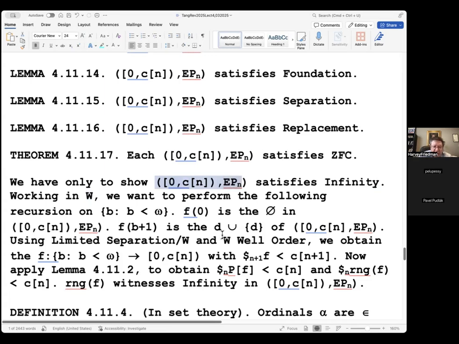And then we can argue by indiscernibility that everything is bounded below C of n, and we can use this separation in order to get internally infinity inside this structure. So that's more or less how you do that.